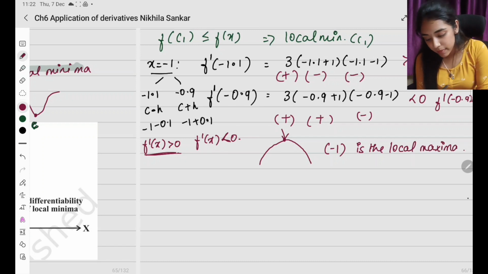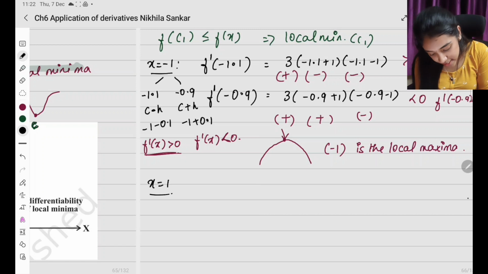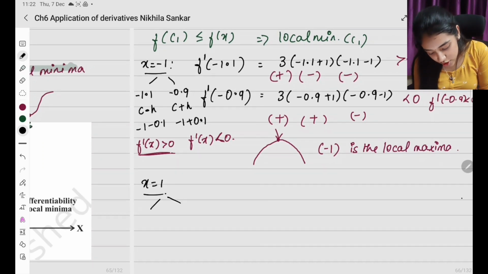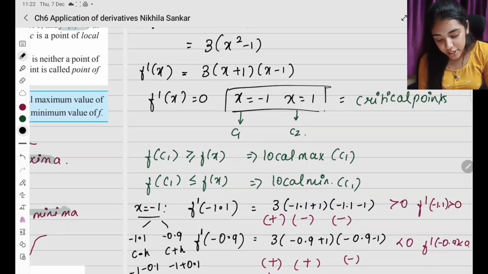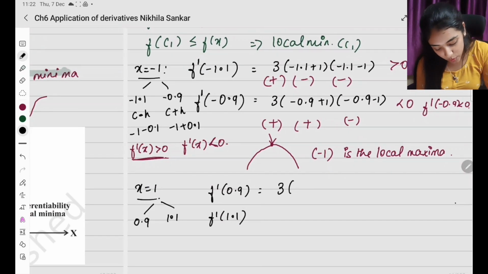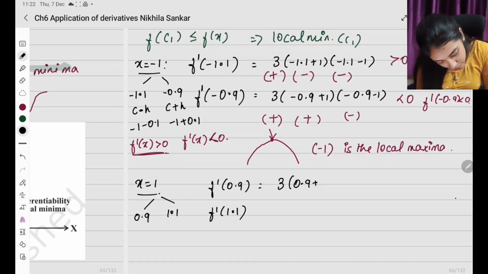Now how are we going to find the local minima? What is my next point? x is equal to 1. I'm going to take the nearest points which are close to 1, so I have 0.9 and 1.1. Again, I have to do the same thing: f dash of 0.9 and f dash of 1.1. So when I substitute, I have 3 times... what is my f dash of x? 3 times x plus 1, x minus 1. So when I substitute, x plus 1 times x minus 1.